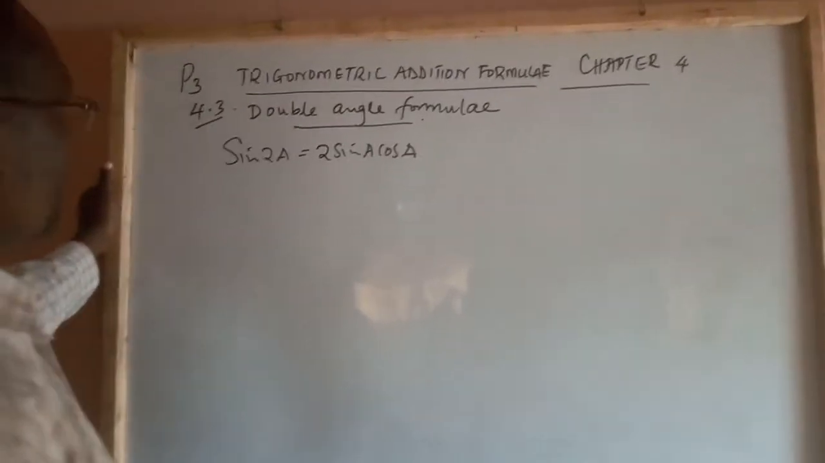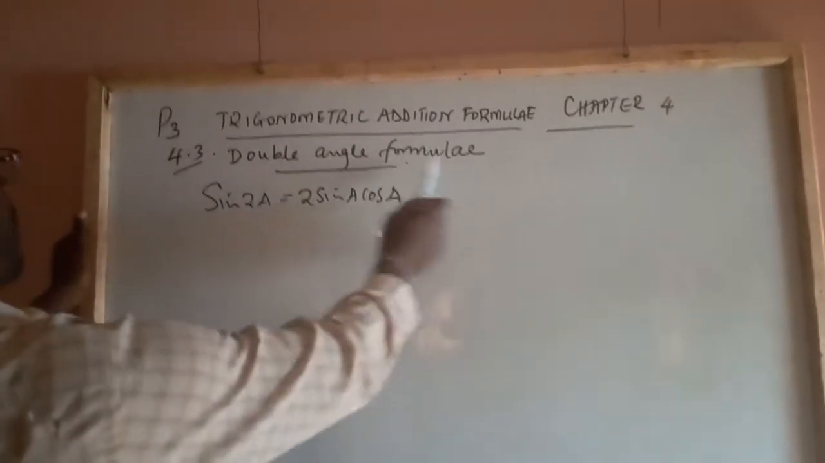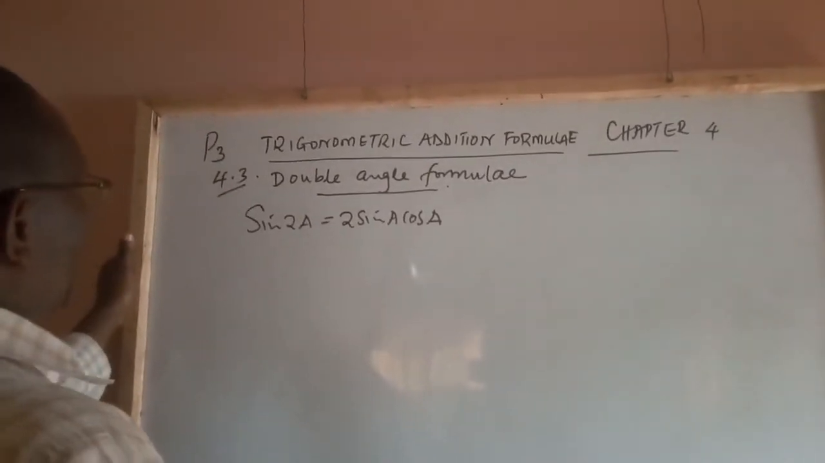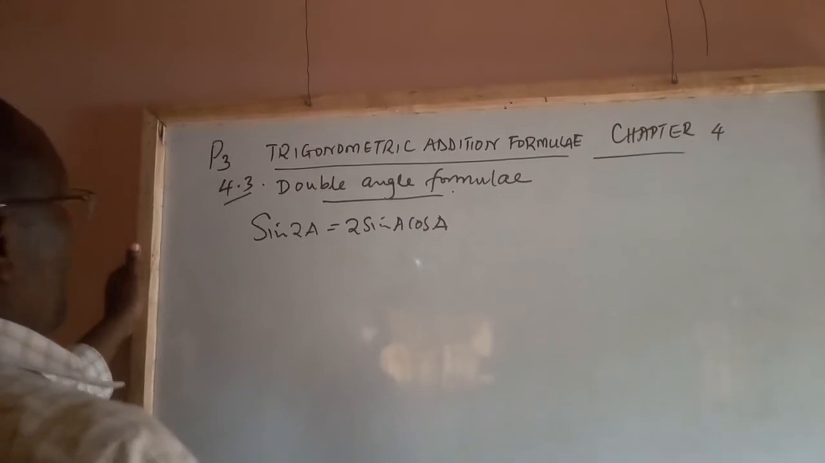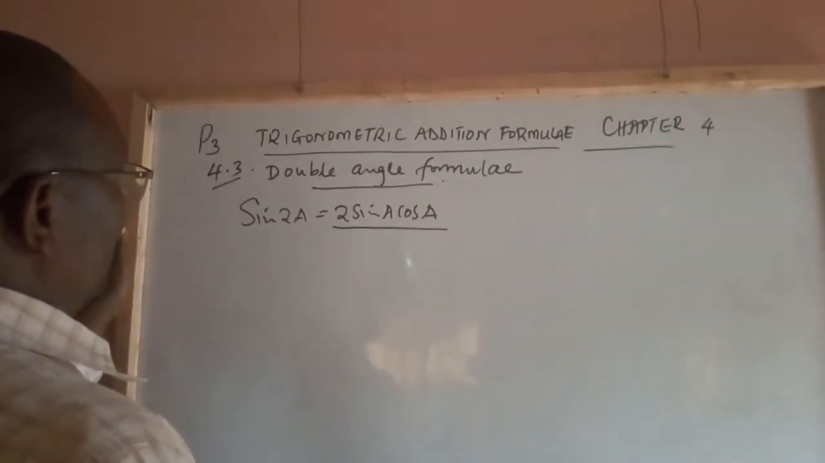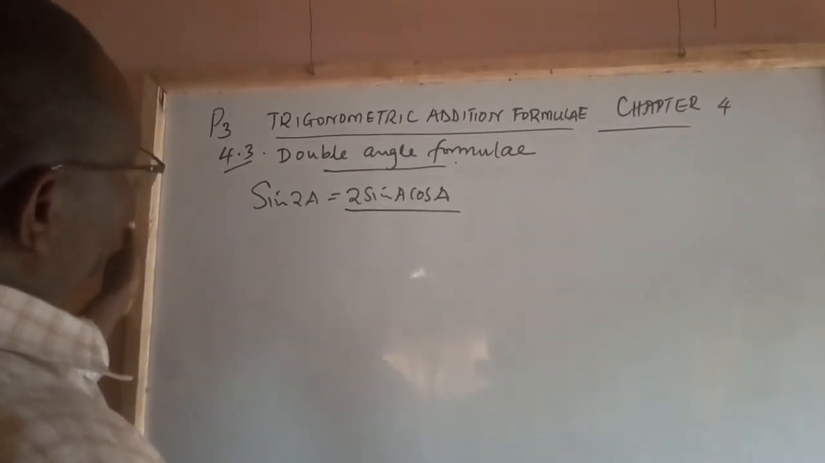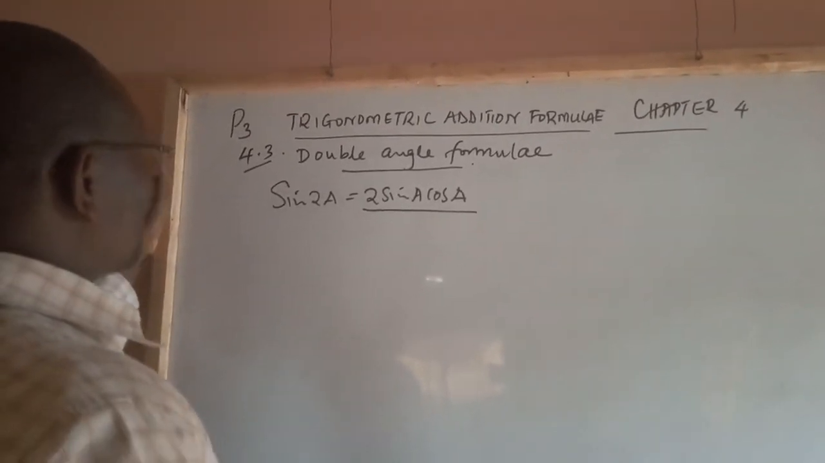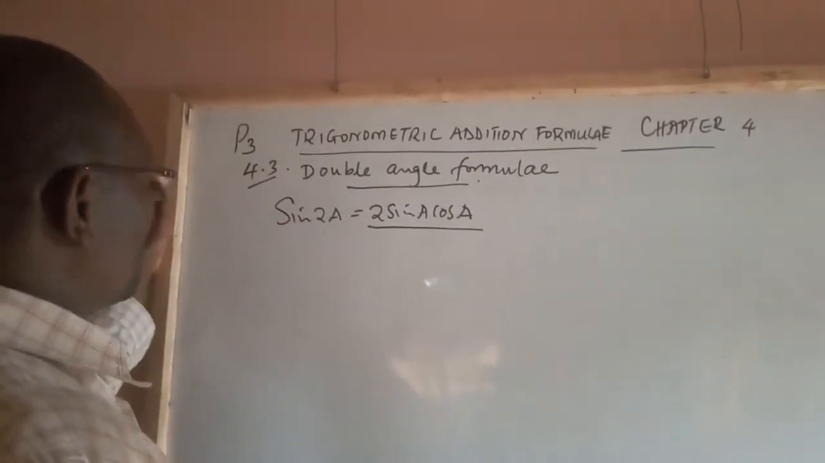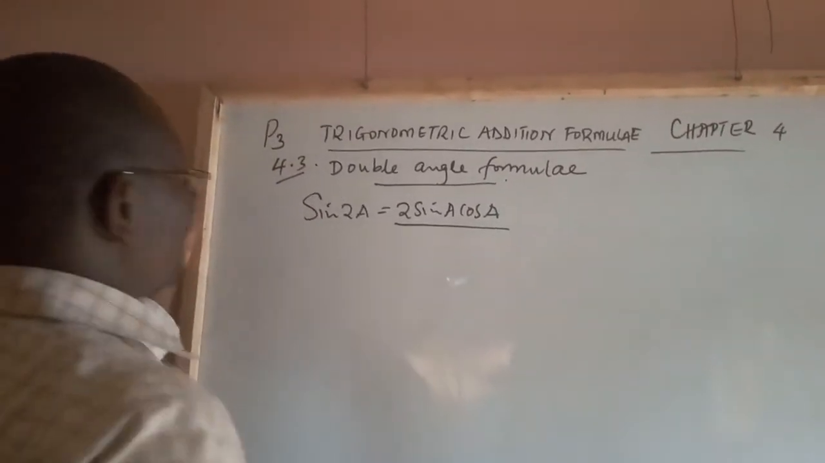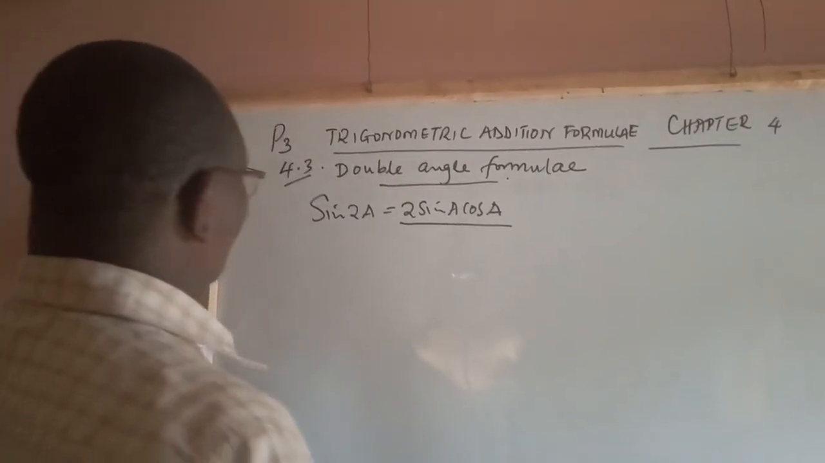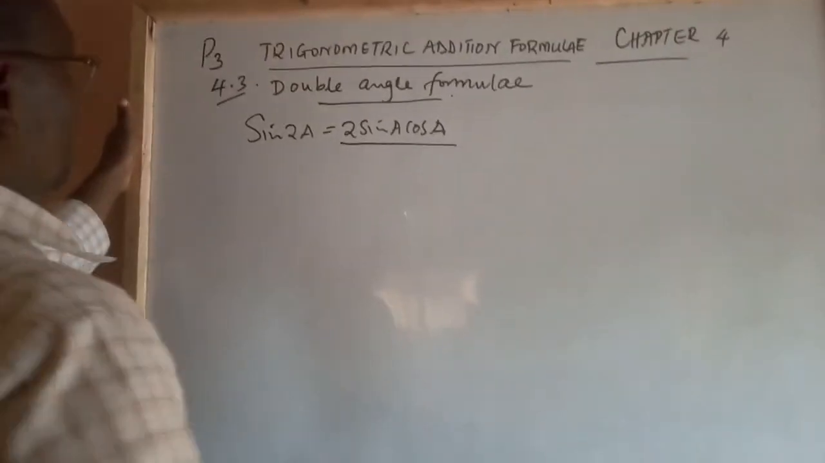Under 4.3, we need to understand the double angle formulae. The double angle formula is sine 2A, which we are told is equal to 2 sine A cos A. And I feel that before we know how to use this, we need to understand how this comes about. I would want to draw your attention to the previous videos.